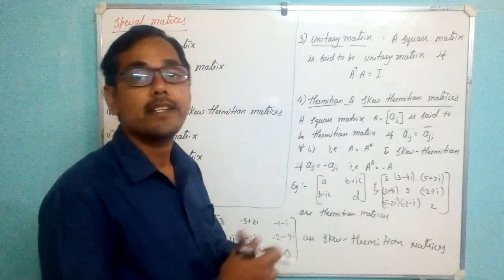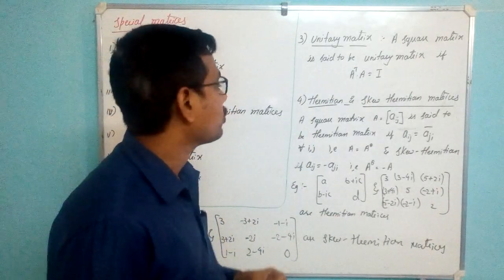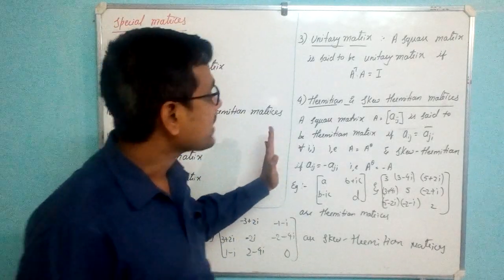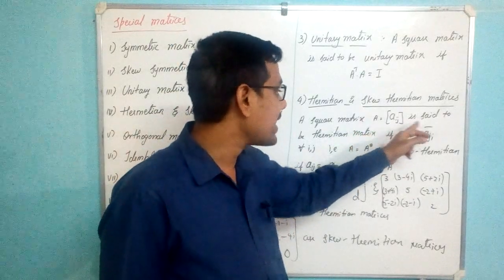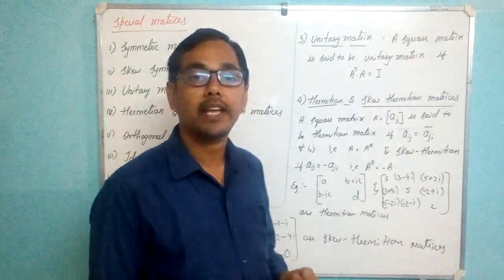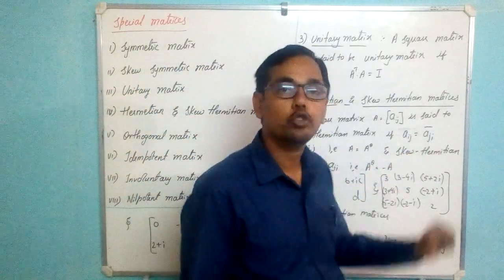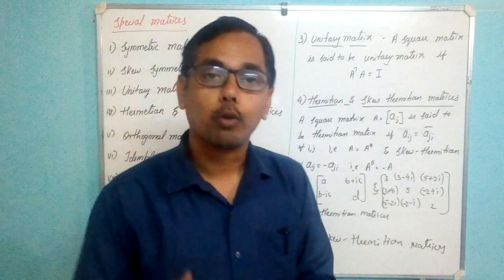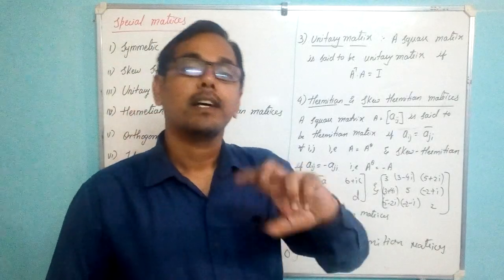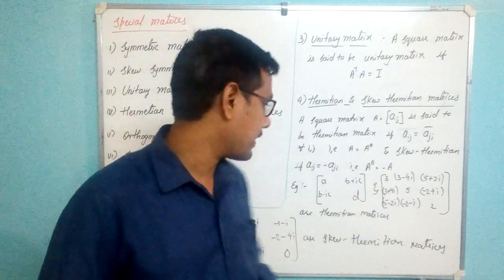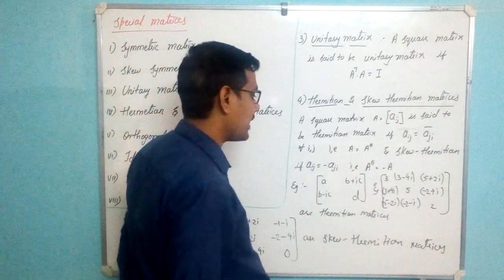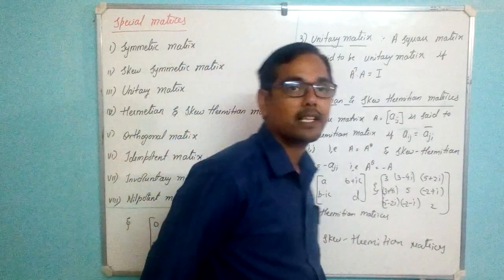Coming to Hermitian and skew Hermitian matrices. So what are Hermitian matrices and what are skew Hermitian matrices? As the definition says, a square matrix A equals Aij is said to be a Hermitian matrix if Aij is equal to the conjugate of Aji. If Aij is equal to the conjugate of Aji, then we can call that particular matrix a Hermitian matrix. So how to take the conjugate? Write the complex conjugate of all the elements which are there.